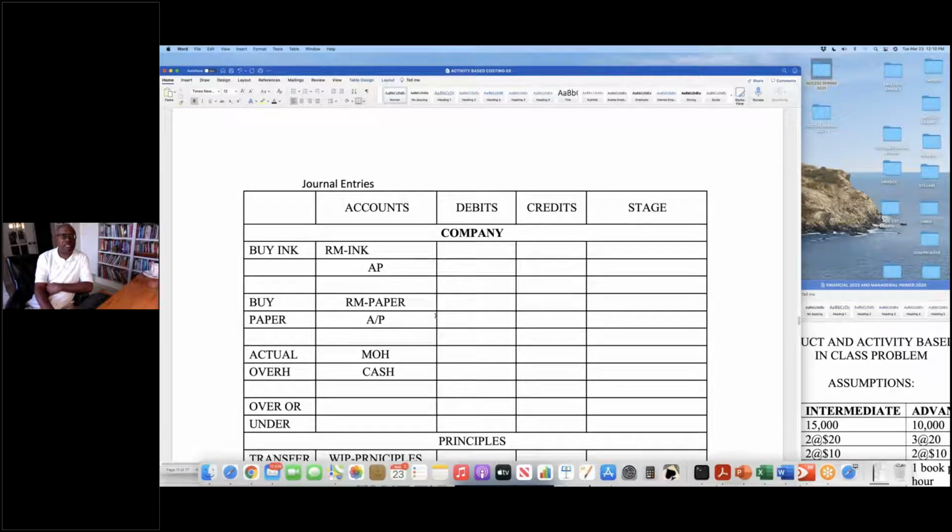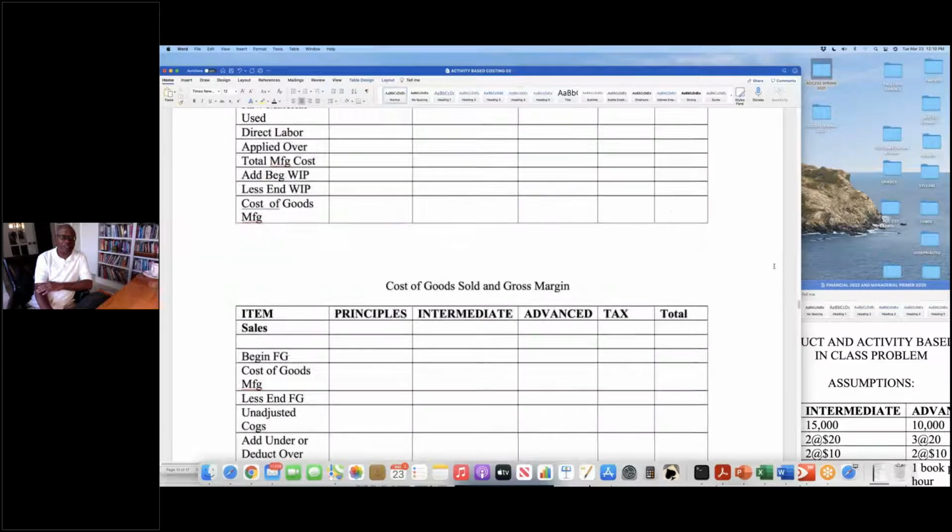So did Team 9 ever get me a journal entry for buying the raw materials? Yes. How much was the raw materials ink? 110,000. It might have been more. Oh, that's what it said. Okay.